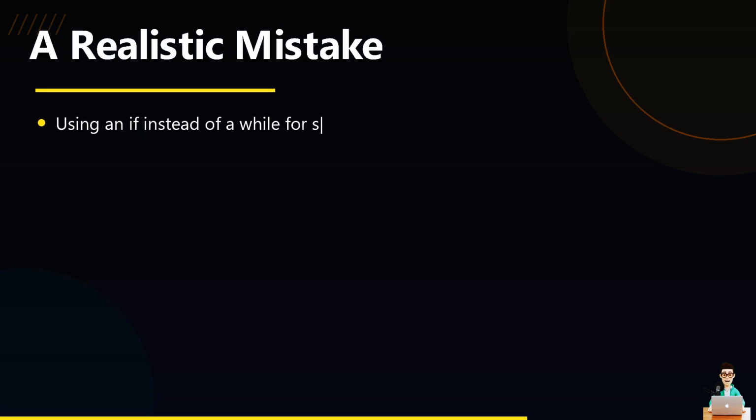A common slip: shrinking with an if instead of a while. If duplicates pile up fast, one shrink step might not be enough to get legal again. You need to keep shrinking until it actually is.